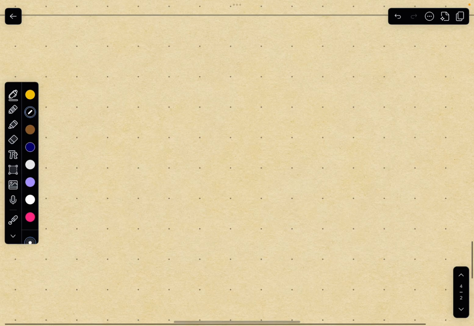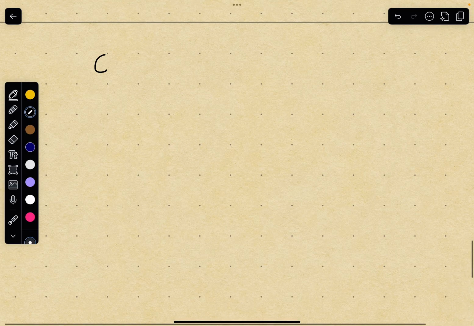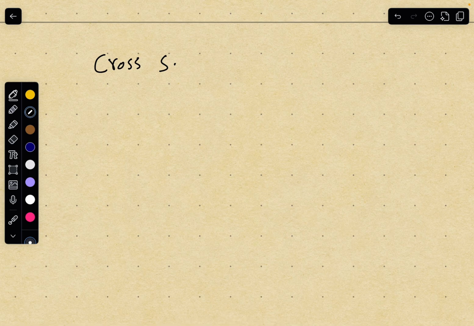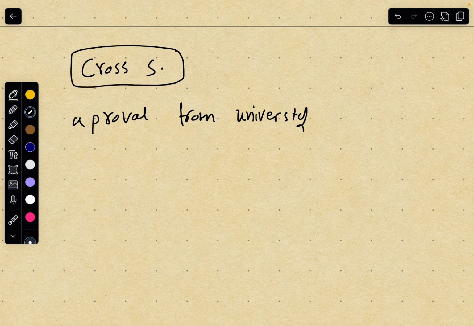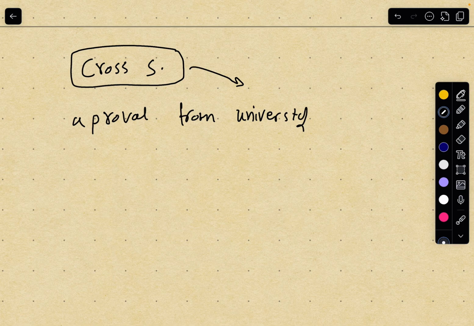Yeah, and then we come to the cross-sectional studies. For cross-sectional studies, you first need approval from your institution, university, for example. So for medical students doing cross-sectional studies, you might need to take approval from the university specifically, while for any other type of study, like the cohort studies, prospective or retrospective, you only need the hospital approval.